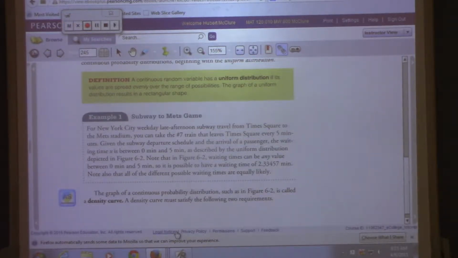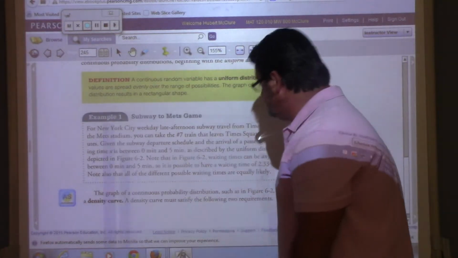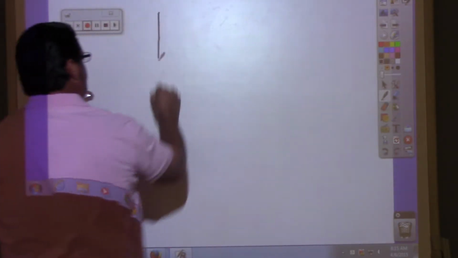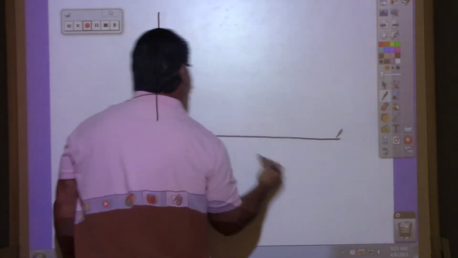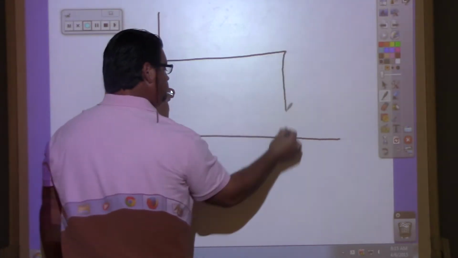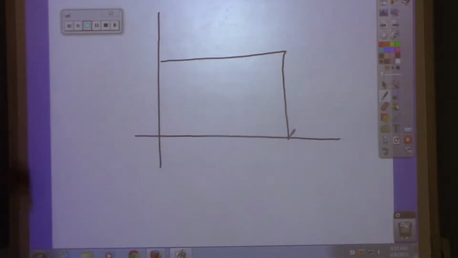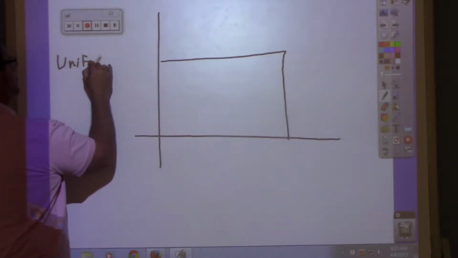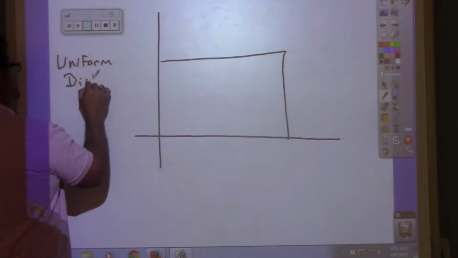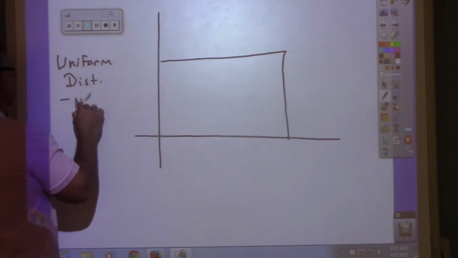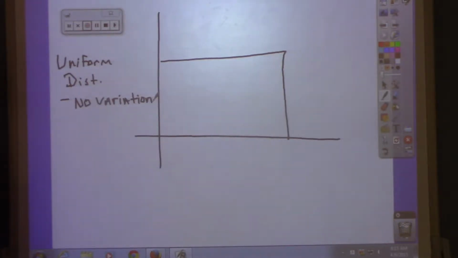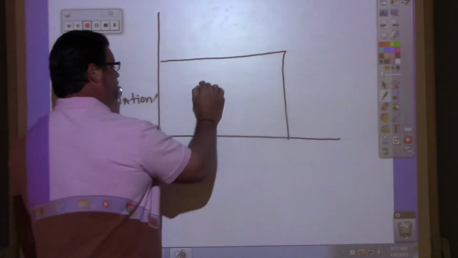So what does it look like? Well, uniform distribution is going to look like this. That's what uniform distribution is going to look like. Uniform distribution means there's no variation. Sweet and simple. The area under the curve is still 1.